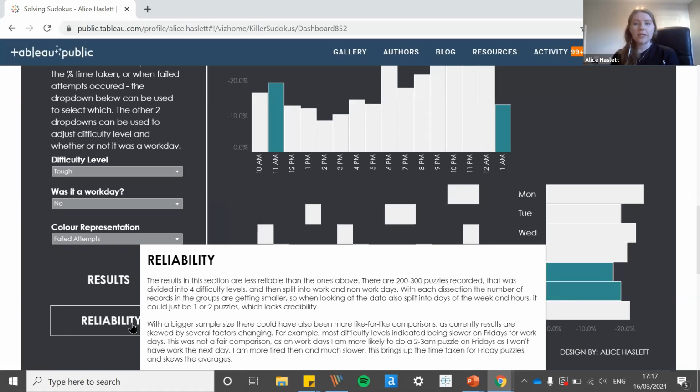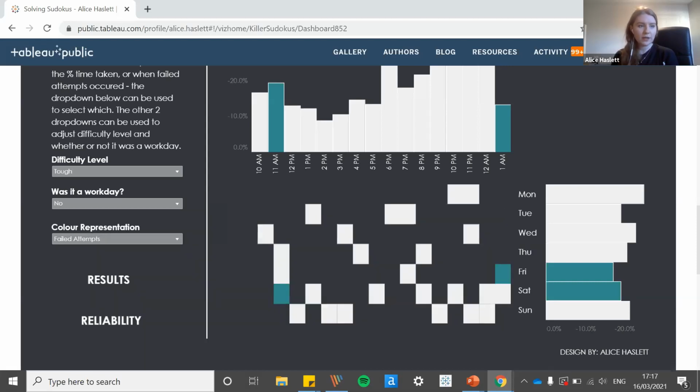Because of this, anomalies could be the only data point I have for that hour-day combination. And there are several things that could be causing anomalies that weren't tracked, such as sleep, stress, if my house is under construction. So it's just important to recognize and acknowledge that things will be limiting the reliability of your data. And although the results may indicate something, it definitely isn't concrete.